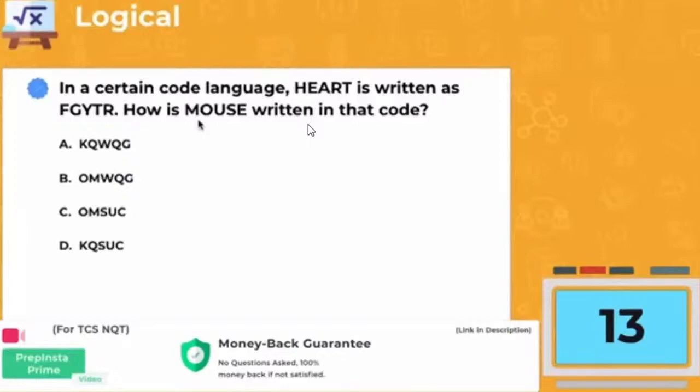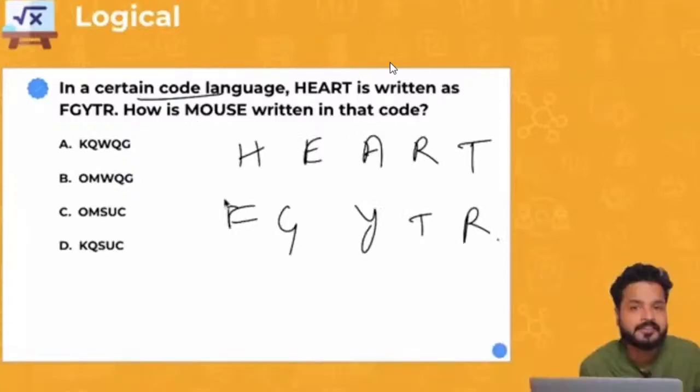Alright, so guys, the question says, in a certain coding language, heart is written as FGYT. This is one of the most asked types of coding deductive logic questions, wherein they play with the place value of the alphabets that are given to you.